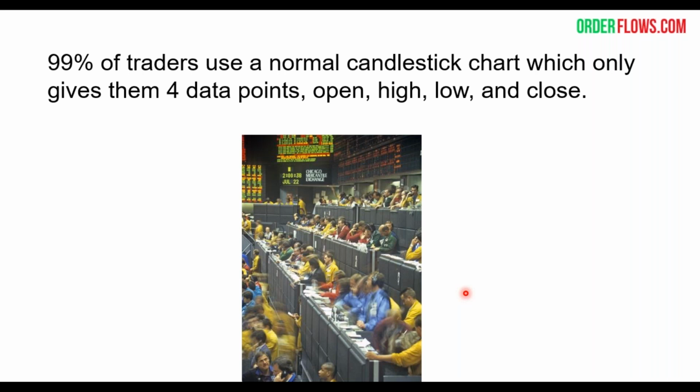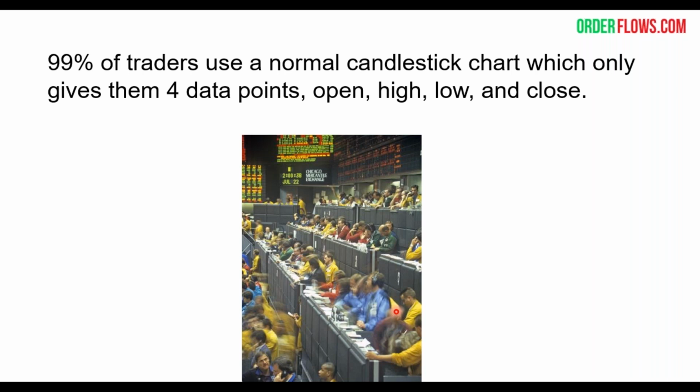Now, 99% of traders use normal candlestick charts, which only give them the 4 data points: open, high, low, close. But if you go back to the days of pit trading, right? The pit is in the middle, and there are all these guys on the side sending in orders to the pit. That's the order flow, right? People would fight on the floors to stand on the top step so they can see the guys flashing in the orders. Hey, buy 1,000, sell 500.